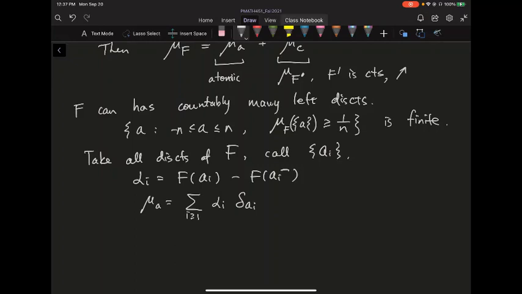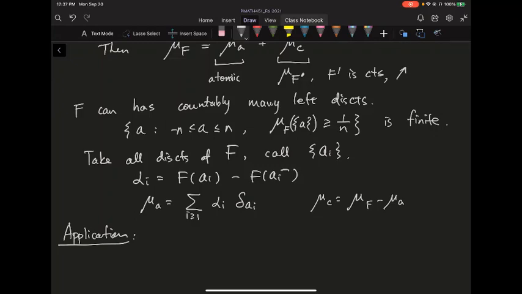And you can verify that mu of C, which is just the difference mu f minus mu A, will be given by some strictly continuous function. It's going to be left and right continuous. So why do we do this? Well, there is one application. So let's do one application or example.